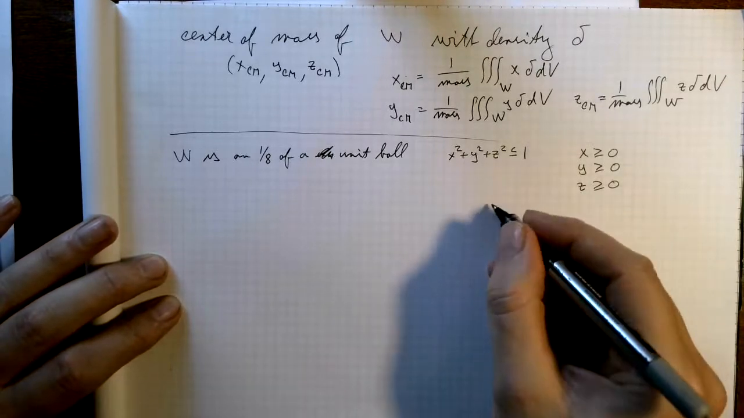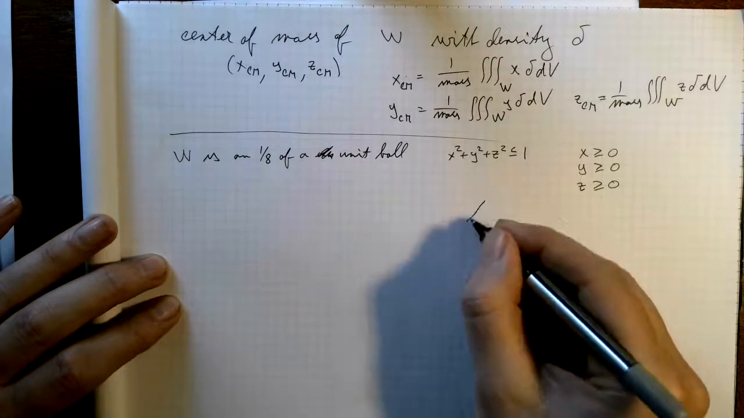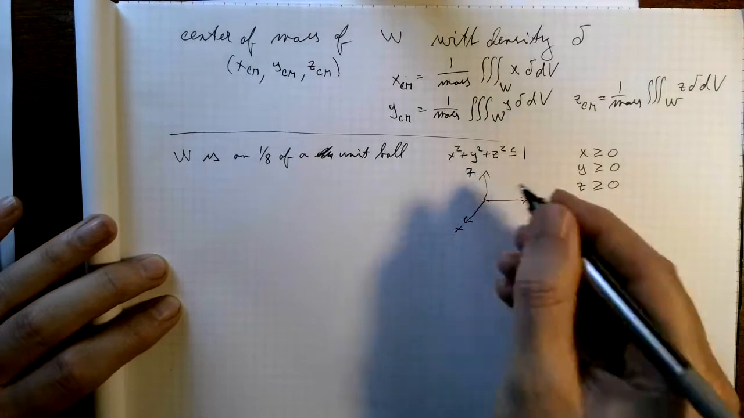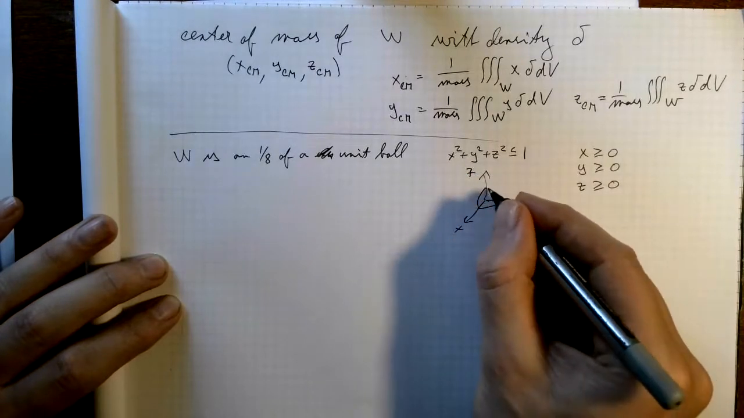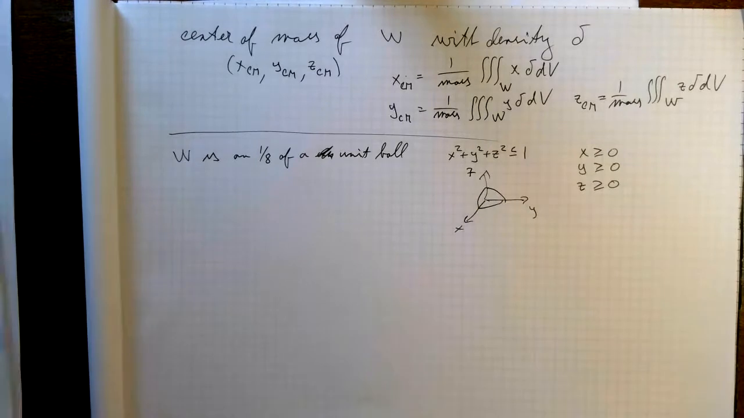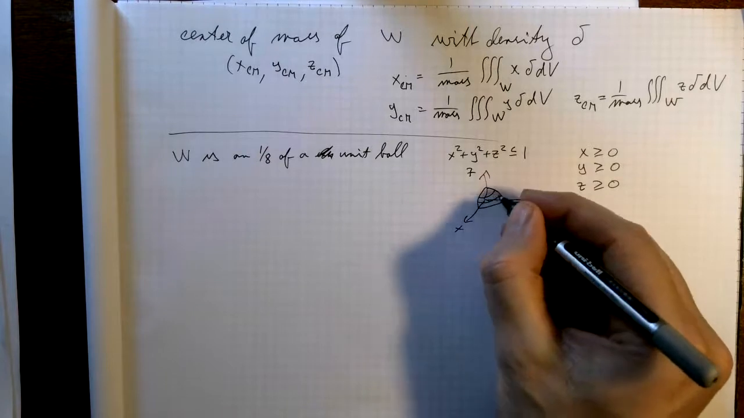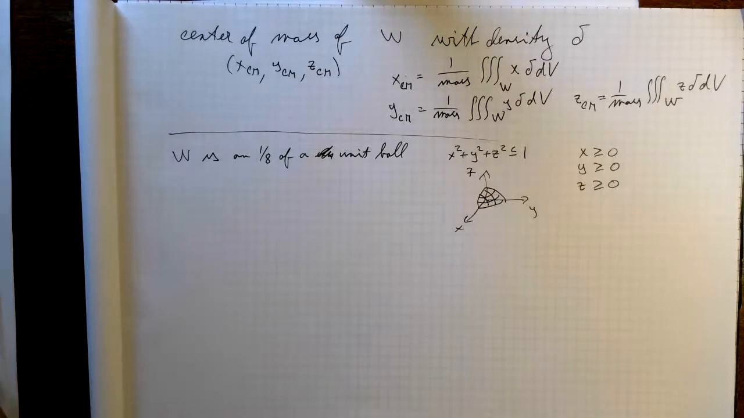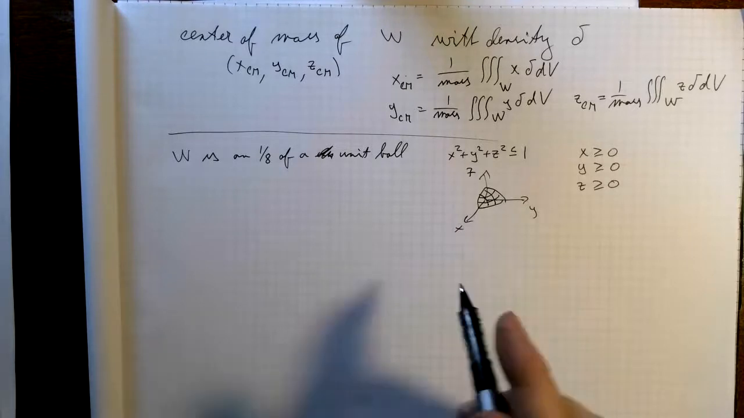If you look at this piece of the ball, if you cut off everything except the part that's lying in the positive octant, so cut a ball into 8 equal pieces, that's what it is.